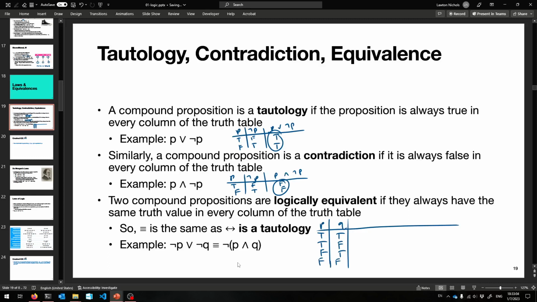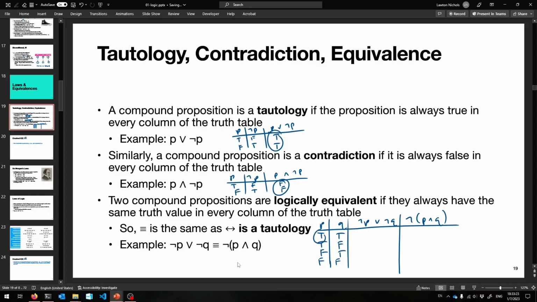Well, I'm going to need not of both of those. I'll have, well, let me just do it fast. Let's do not P ORed with not Q. I promise you can do it all out. And then let's do the not (P and Q). And I'll prove to you that these are the same thing.